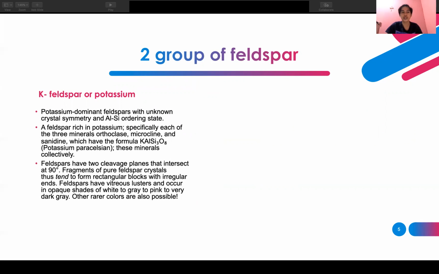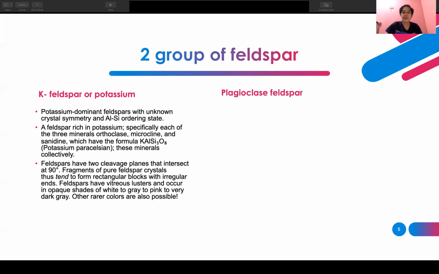Potassium-dominant feldspar with unknown crystal symmetry and aluminum-silicon ordering state. A feldspar rich in potassium, especially each of the three minerals orthoclase, microcline, and sanidine, which have the formula KAlSi3O8. These minerals, collectively feldspar, have two cleavage planes that intersect at 90 degrees. Fragments of pure feldspar crystals thus tend to form rectangular blocks with irregular ends. Feldspar have vitreous lusters and occur in opaque shades of white to gray to pink to very dark gray. Other rarer colors are also possible.